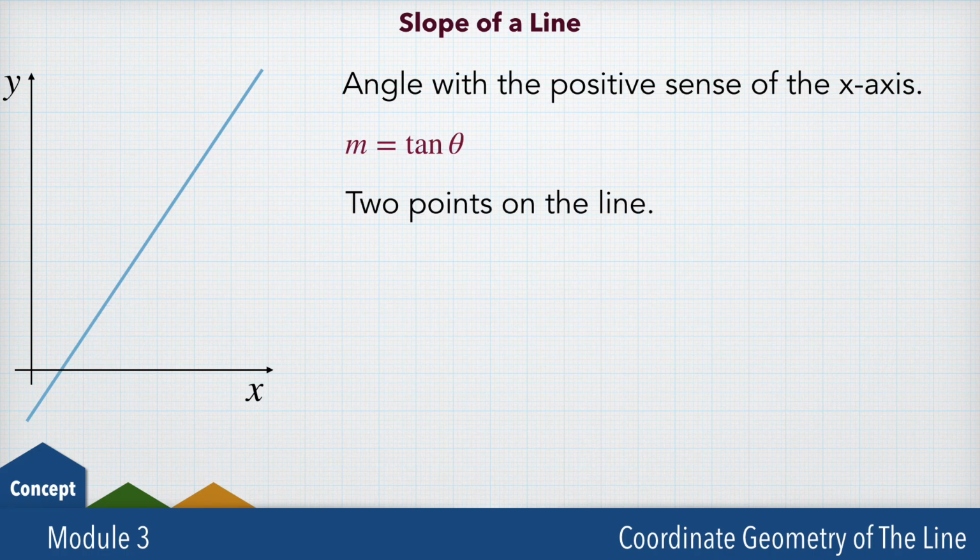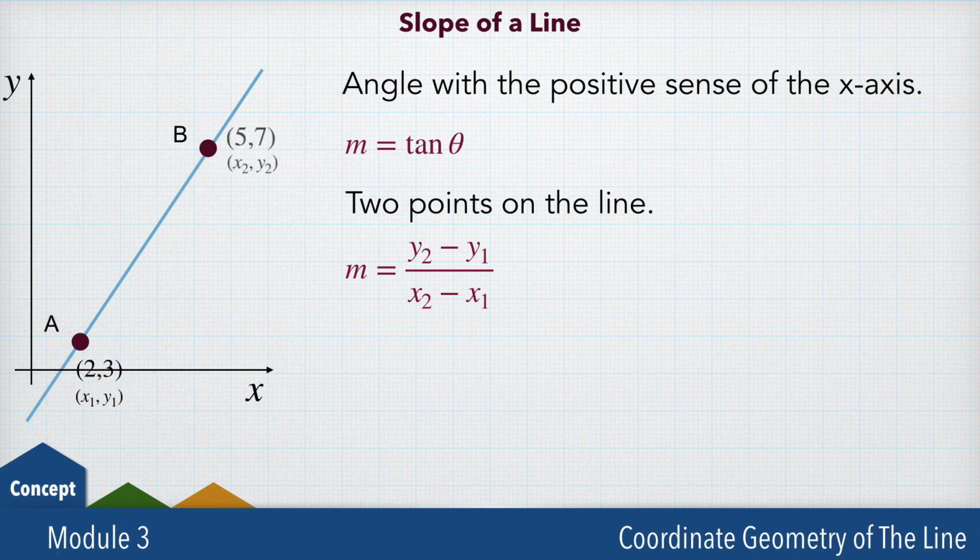If given 2 points on the line, then we can substitute the coordinates into this slope formula. We start by labelling the coordinates as x1, y1 and x2, y2. These values are then substituted into the formula as labelled.